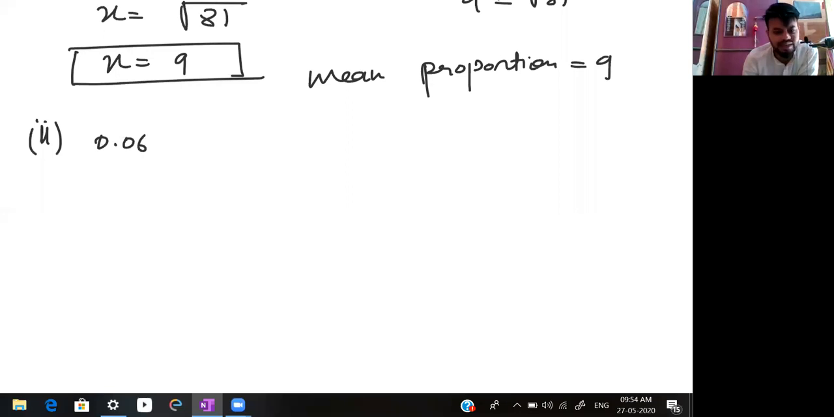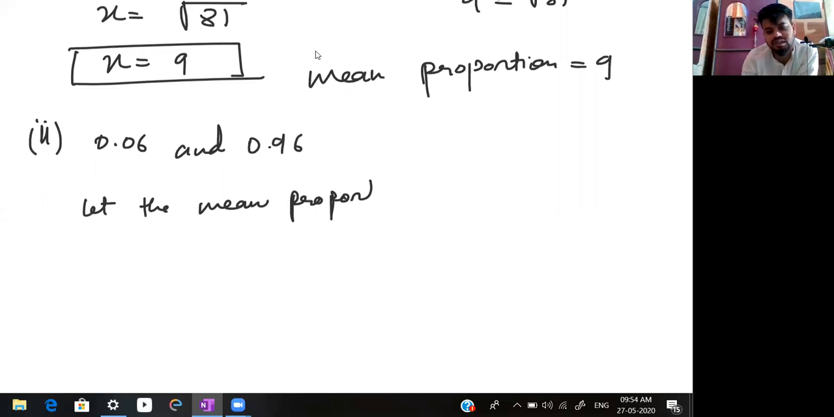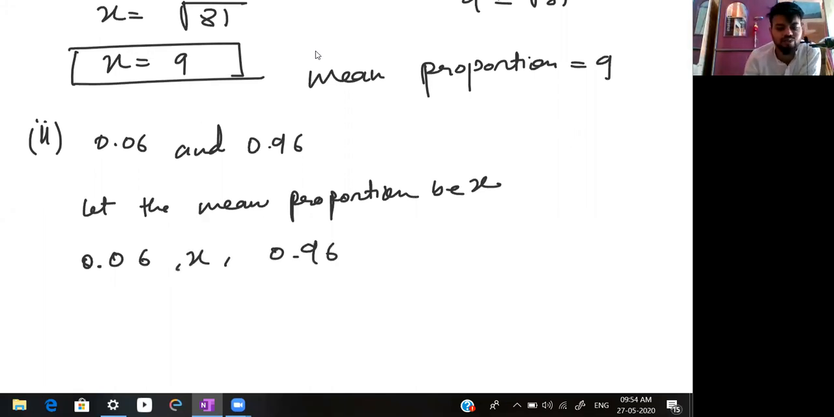And the second part of this question was 0.06 and 0.96. So again, we will do the same thing. Let the mean proportion be x. So we can write 0.06 comma x comma 0.96. And if they are in continued proportion, can we write like this? 0.06 ratio x is equal to x ratio 0.96. Now we can write them in fraction form.